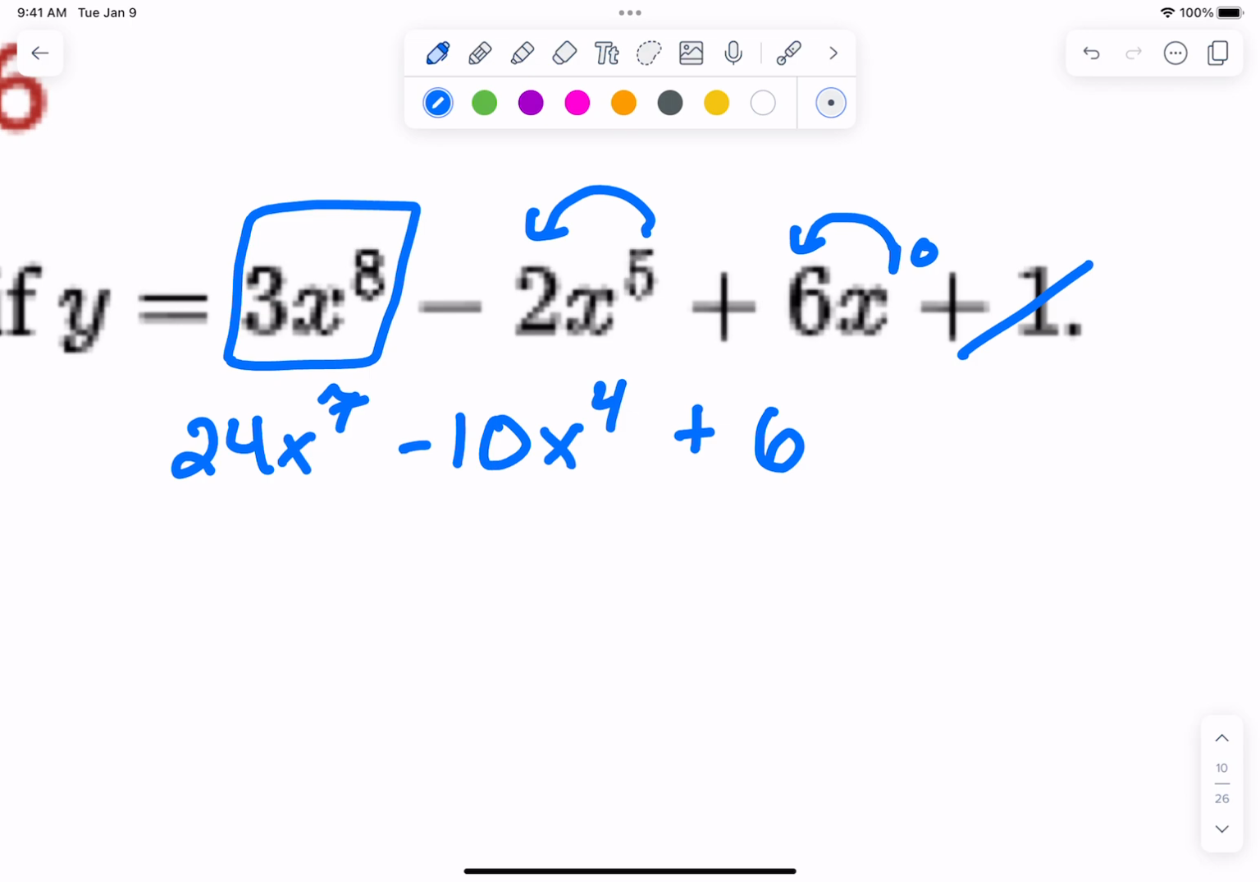So this guy doesn't have anything because we didn't have x. This guy is one less than x. This one goes to the 4th power. This goes to the 7th power. Do we bring down x to the 0 power? No, I don't write x to the 0 power. I just leave it as 6. Technically he's 6x to the 0 power, but I just leave him as 6.